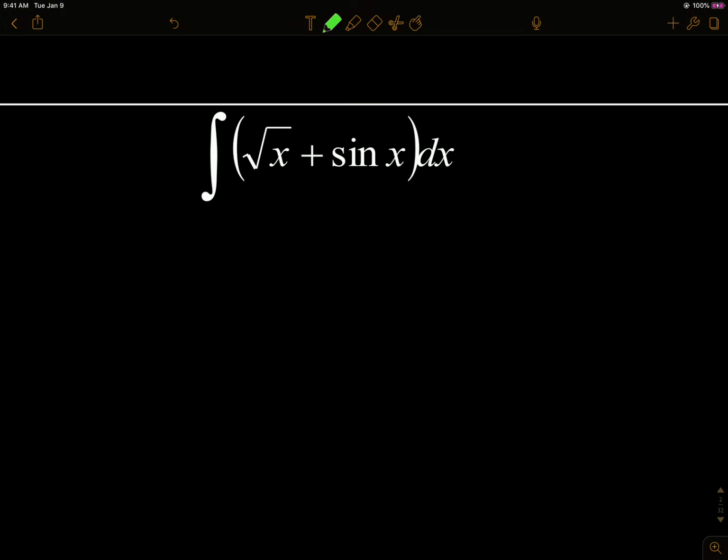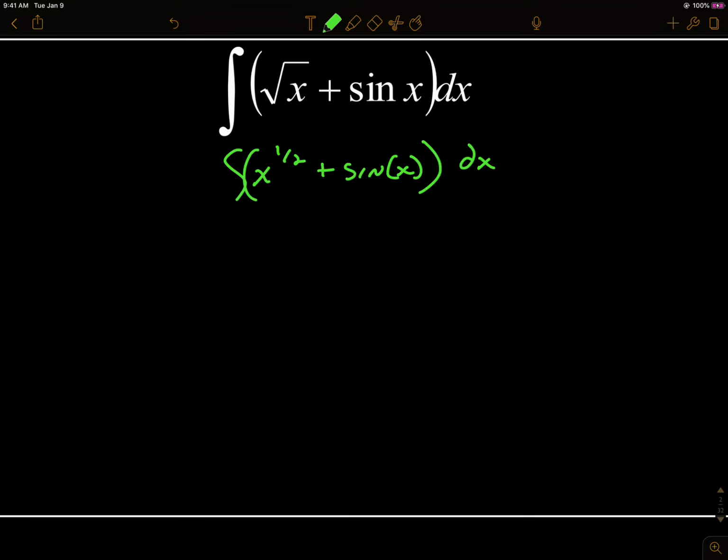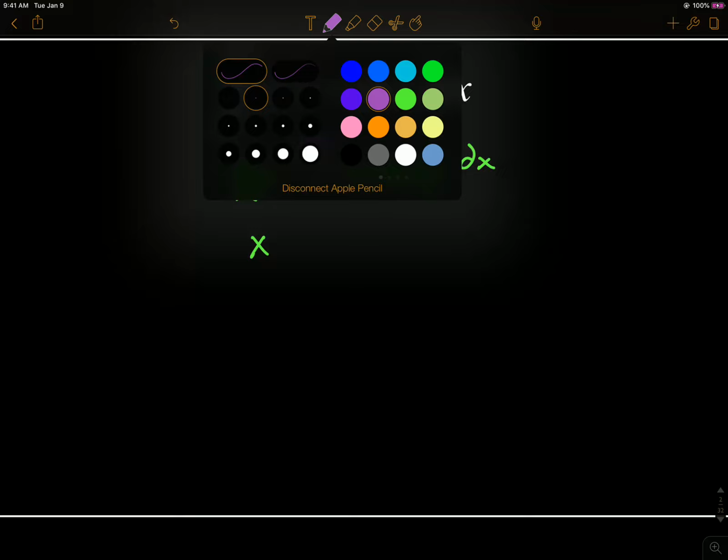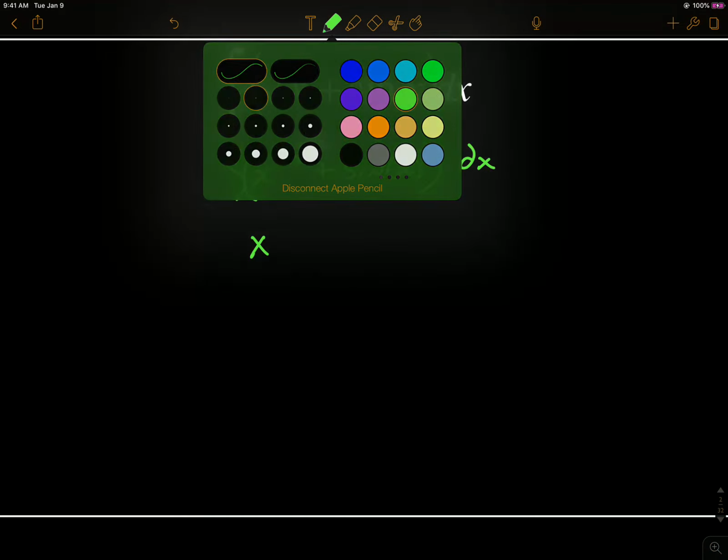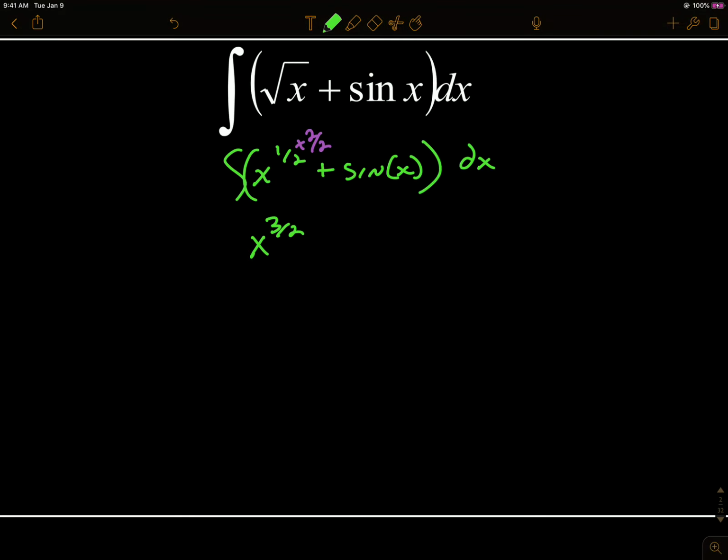Here's another one with multiple terms. This is really x to the 1/2. So you could require a rewrite if you like. So if I increase the power by 1, when it's fractions, I like to show that. That's helpful to write that 2/2 or whatever. So I end up getting x to the 3/2. And now it's going to be, instead of 1 divided by 3/2, it's going to be 1 times 2/3. And then the integral of sine is negative cosine. And then plus c, a constant of integration.